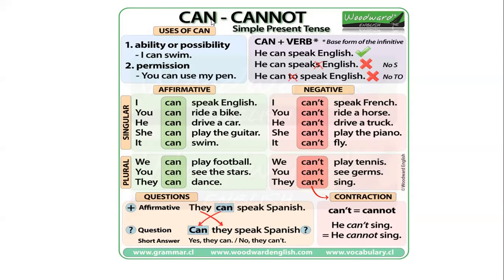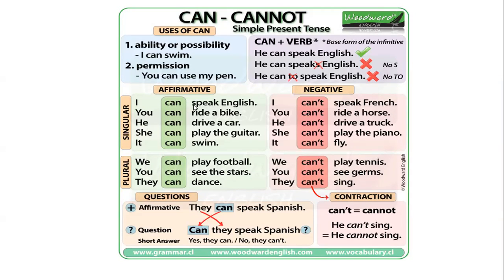How do we make a sentence using can, guys? Let's see, affirmative. In the affirmative, first of all, is the subject: I, you, he, she, it. And after the subject, we are going to add can. After can, you can add the complement. It can be a verb or a noun.